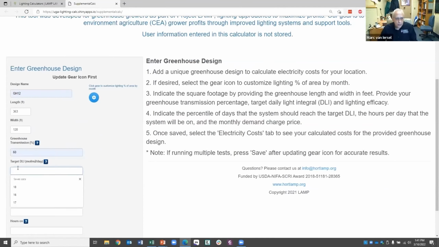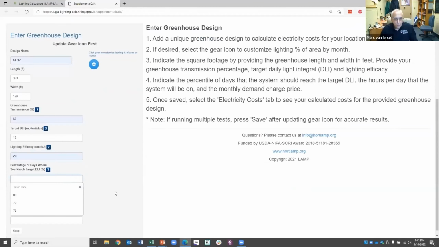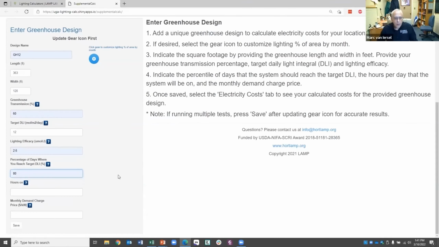A target daily light integral, if you're growing ornamentals, let's say that you may want the daily light integral of 12 moles per square meter per day. Let's assume that we have LED fixtures with an efficacy of 2.6 micromoles per joule, and you want to be able to reach the target daily light integral of 12 moles per square meter per day 80% of the days of the year. You're going to run your lights up to 16 hours a day.